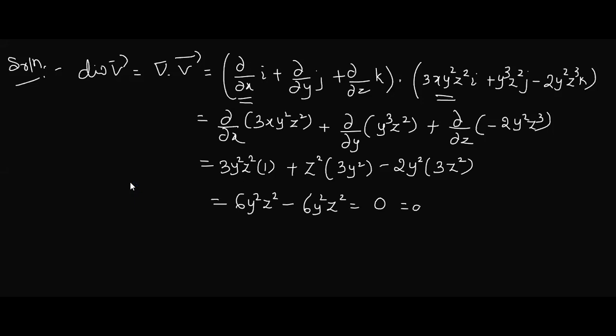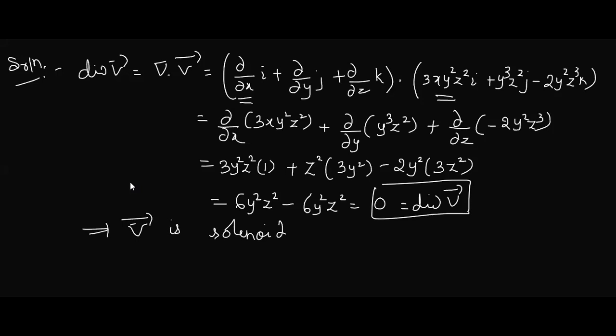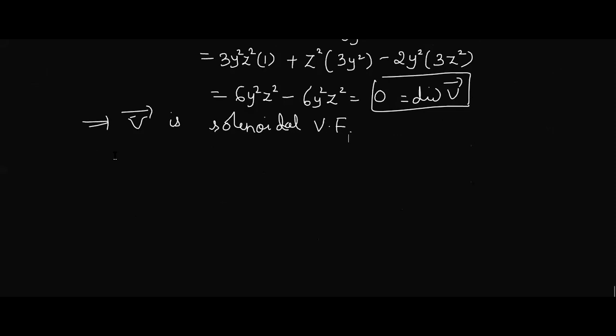So divergence of V is 0 means what is V? What is V called? Solenoidal. Yeah, V is a solenoidal vector field. If you repeat it 2-3 times, that will be better because in the exam there won't be confusion. Okay, next. What is the next part of the question?